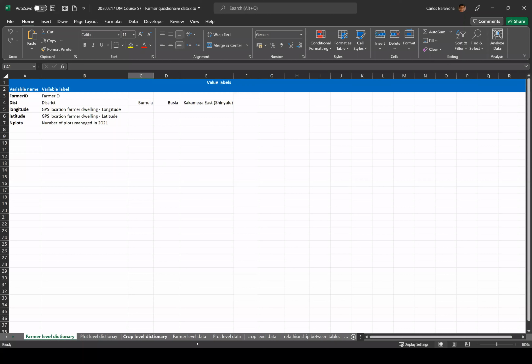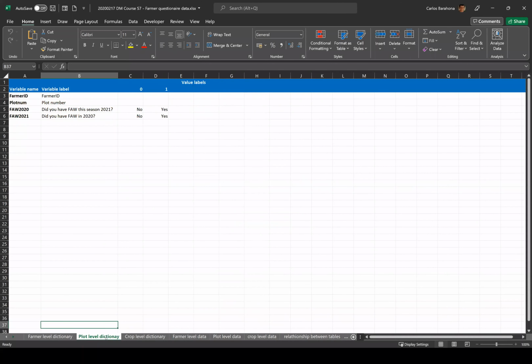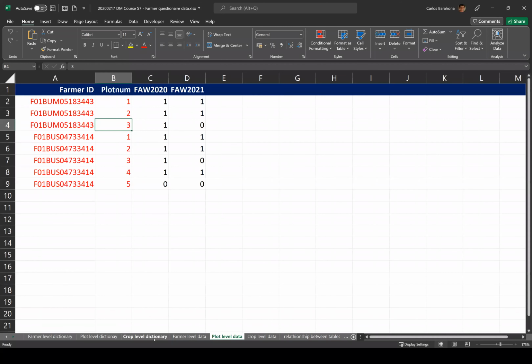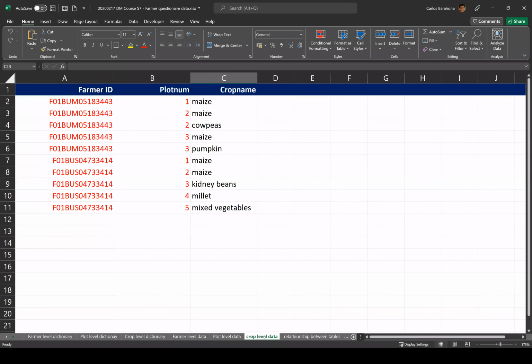Farmer level dictionary is here. Farmer level data is there. Plot level dictionary, plot level data is here. Crop level dictionary here. Crop level data there. Okay.